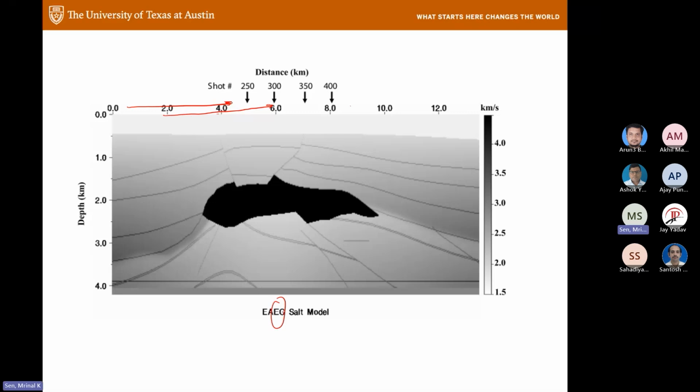Very important point. Every time you change the shot, you have to rerun the finite difference simulation. So if ns is the number of shots, you have to do ns number of finite difference simulations.